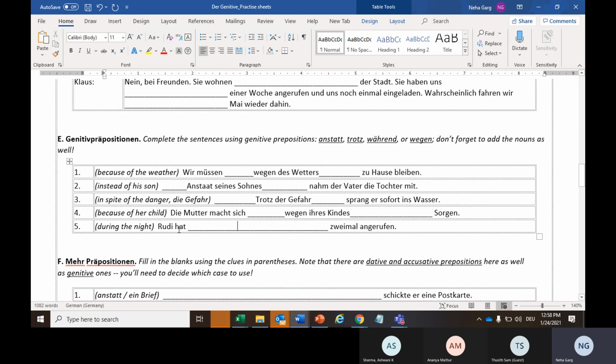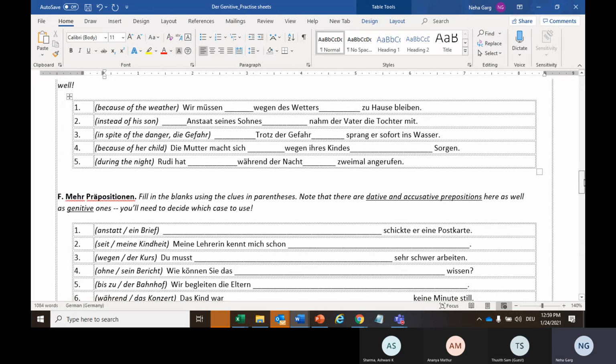Next, Sam. Is Nacht feminine or masculine? So Nacht. Okay, in that case, if it's feminine, so like während der Nacht. Rudi hat während der Nacht zweimal angerufen. Yeah, exactly. So Rudy had called 2 times during the night. Okay, called twice during the night.